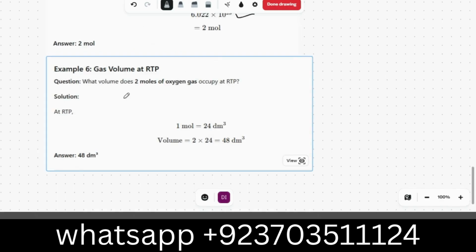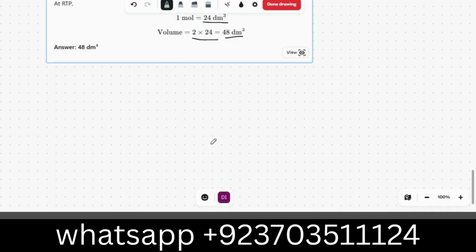Gas volume at room temperature. What volume does 2 moles of oxygen occupy at room temperature? At room temperature, 1 mole is equal to 24 dm³. So the volume would be equal to 2 times 24, which gives us 48 dm³. Okay, that's all about it.